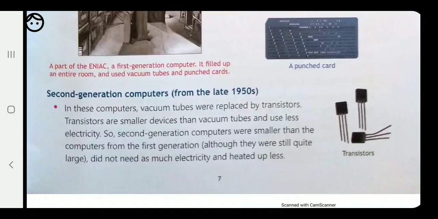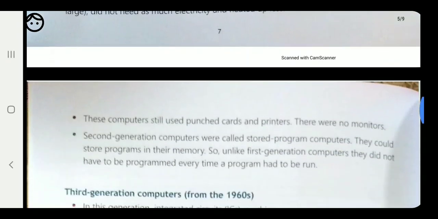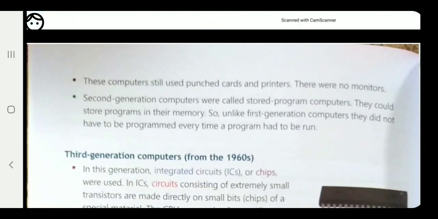Second generation computers. It starts from 1950. In these computers, vacuum tubes were replaced by transistors. Transistors are smaller devices than vacuum tubes and use less electricity. So second generation computers were smaller than the computers from the first generation. Although still quite large, they did not need as much electricity and heated up less. Second generation computers still used punched cards and printers.